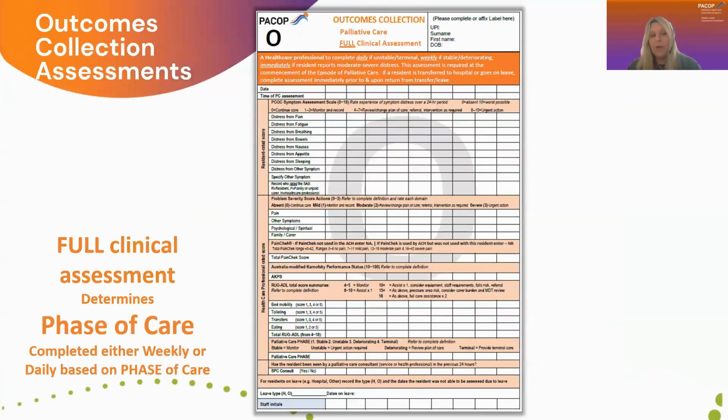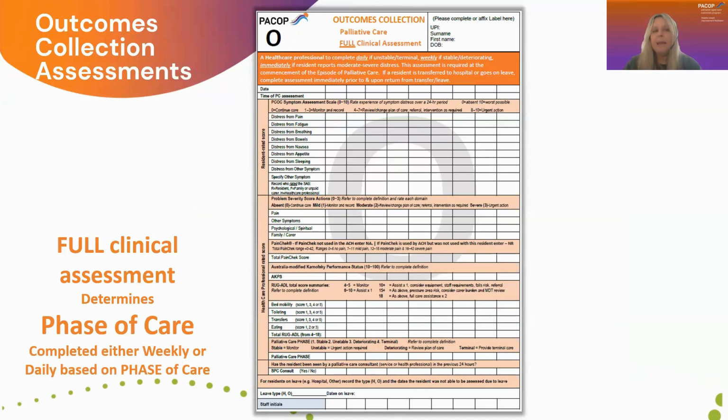And then, of course, we go to our outcomes collection. Once you've identified someone's in the last 3 months of life, you start them on this. This is what our form looks like. It may look different if it's in your software program, but essentially this is just the assessment tools, and they are done either weekly or daily, depending on their phase.